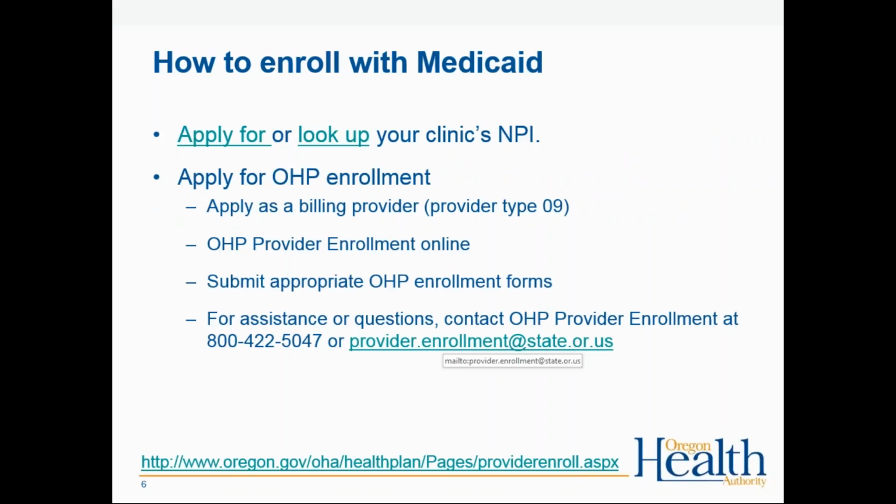Okay, so a little bit about how to enroll with Medicaid. So you can apply for or look up your NPI if you need to. And then you would apply for enrollment as a billing provider if you're not already enrolled. That's a provider type 09 in our MMIS. We do have provider enrollment online on the provider web portal, or you can submit the OHP enrollment forms. And we also have a team of people that's dedicated to provider enrollment, and you can reach them at this 800 number or via email.